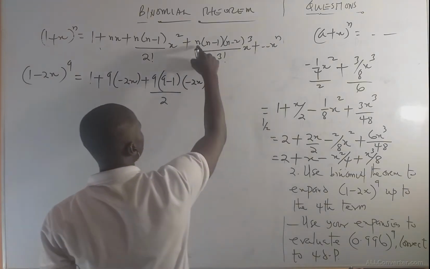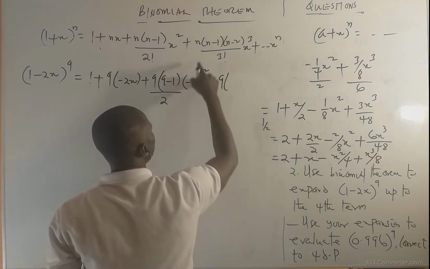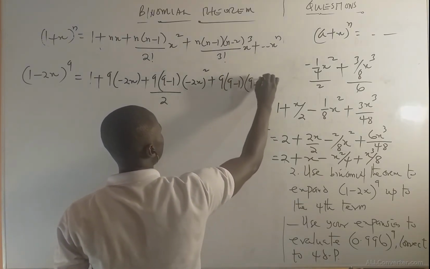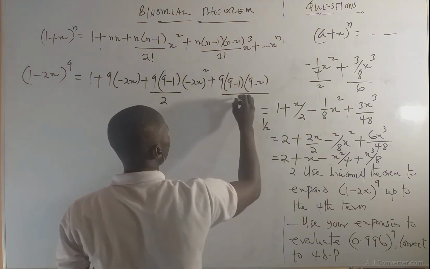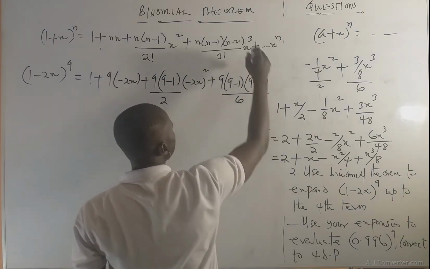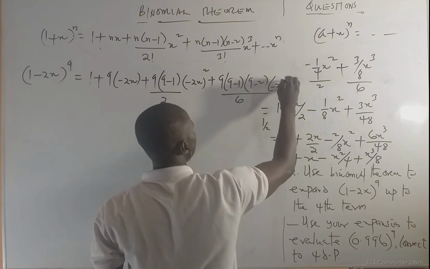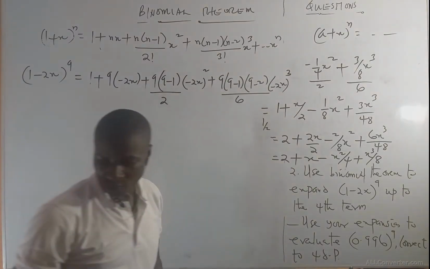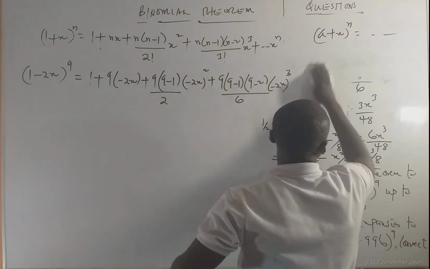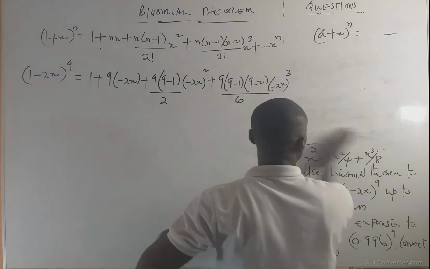Okay, so plus, then n, that is 9, (n - 1), that is 9 - 1, then (n - 2), that is 9 - 2, over 3 factorial, that is 3 times 2 times 1, and that will be 6. Then x cubed, and x is now -2x, so (-2x)^3. So let me get this off since we have already solved for this, so that I can have space.